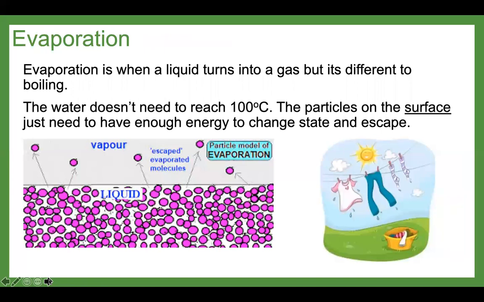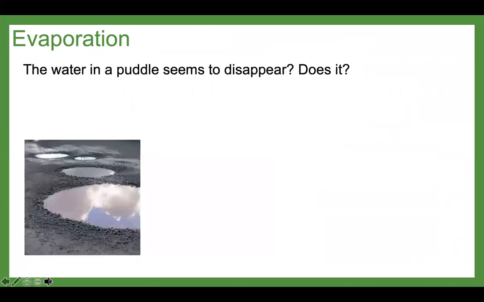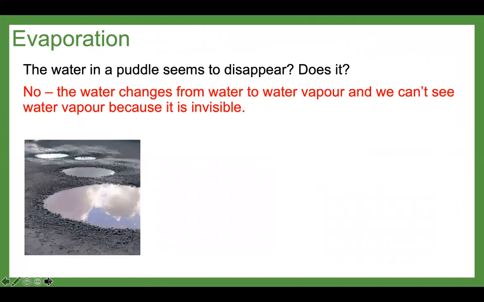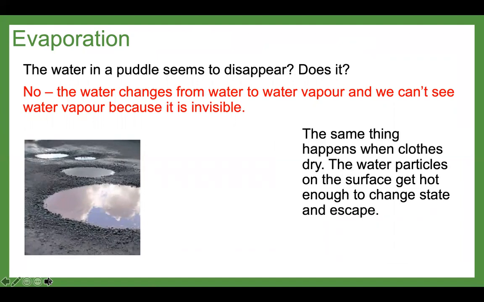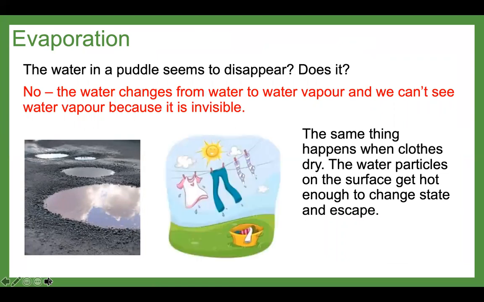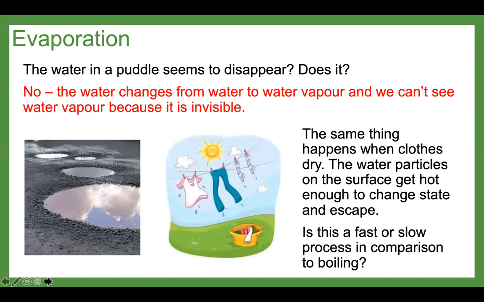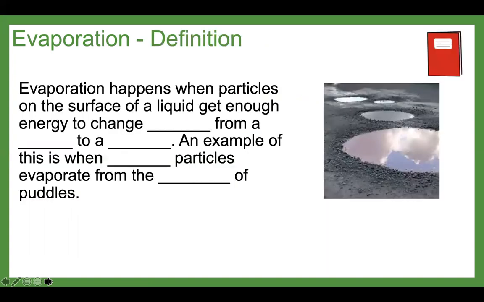Evaporation is when a liquid turns into a gas, but it's different to boiling. The water doesn't need to reach 100 degrees. The particles on the surface just need to have enough energy to change state and escape. The water in a puddle seems to disappear, does it? No, the water changes from water to water vapor, and we can't see water vapor because it's invisible. The particles are very tiny. The same thing happens when clothes dry. The water particles on the surface get hot enough to change state and escape. Is this a fast or slow process in comparison to boiling?